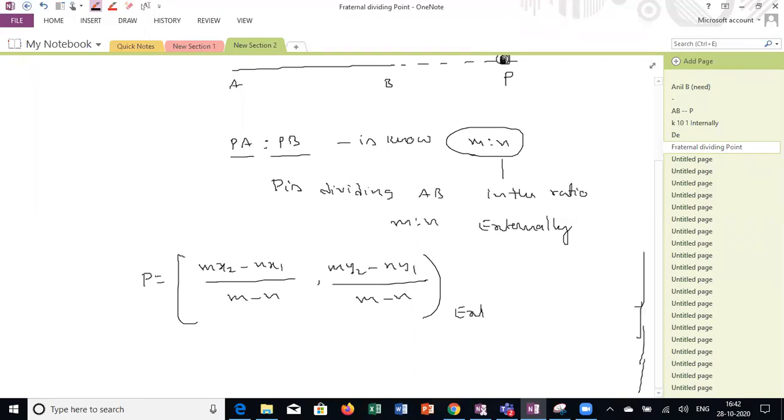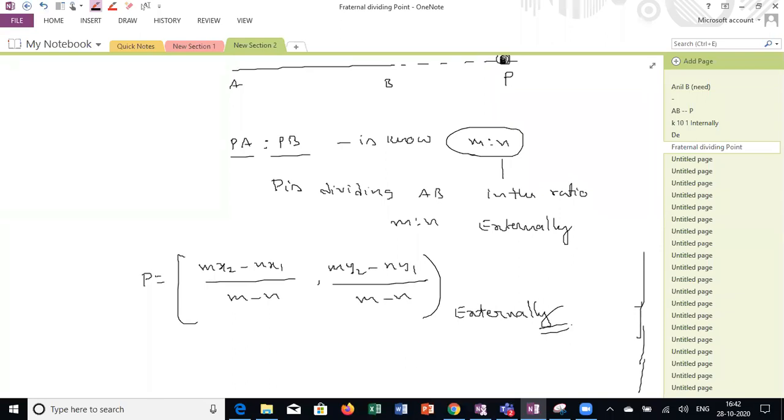Is it clear, guys? What is the meaning of external and what is the meaning of internal? Yes, sir. Based on this, in our next exercise, they will give some data and ask us to find the point P, or they will give the point P and ask us to find the ratio, the M value and the N value. To find the ratio, you can use the distance formula also.